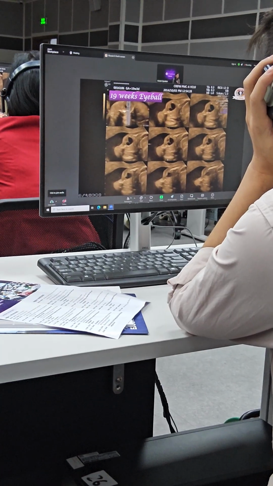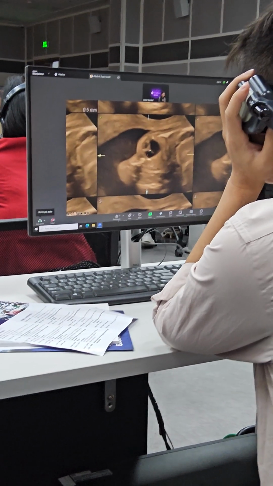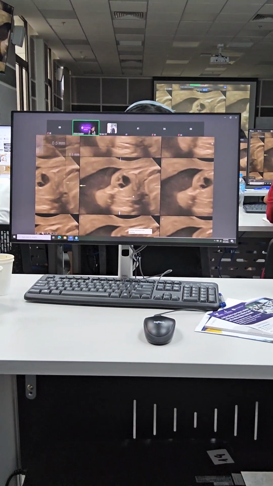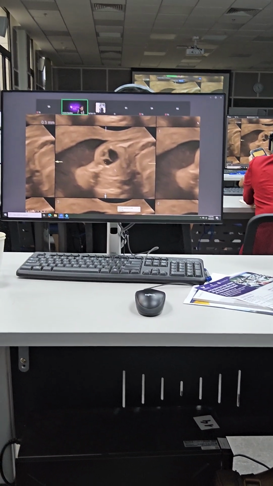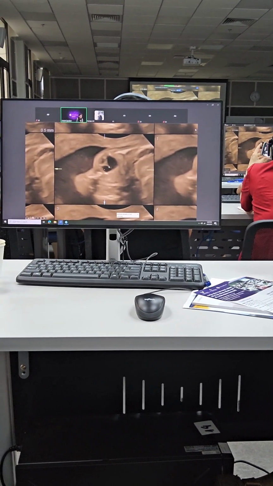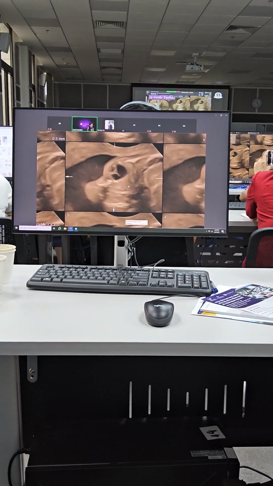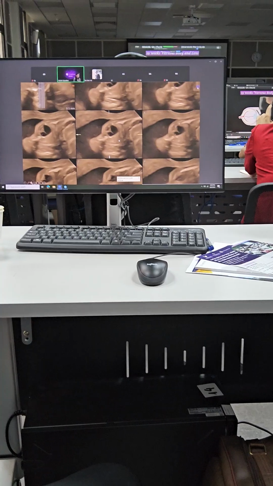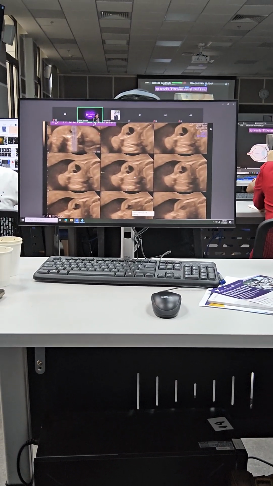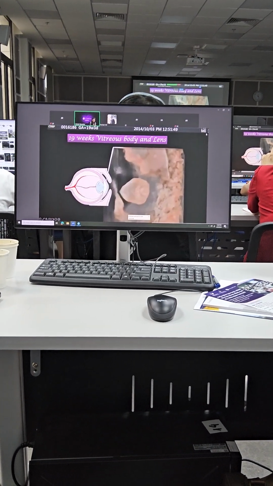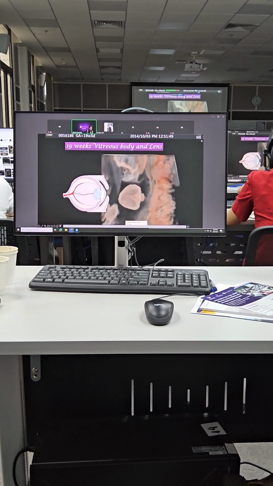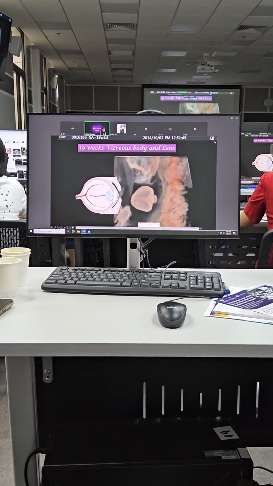And here you can see, okay, so this is the eye. And here you can see this is the lens. And there is some string right here. And this is the central canal. And here this is the vitreous body and lens at 19 weeks of gestation. And here you can see this is the lens and vitreous body and the central canal.